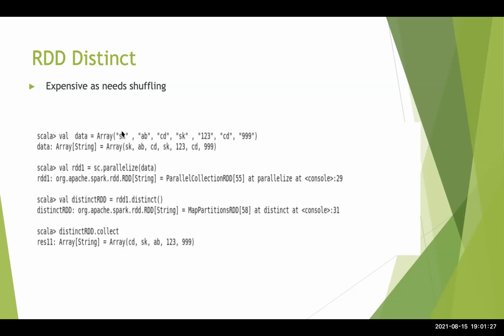So distinct is basically, if some people have worked on SQL, you all know what distinct is. Basically, it is deduplication at the end of the day. So I have this SK repeated twice, and CD repeated twice, and things like this. So I create an RDD out of it. Then over this RDD, I do a distinct. So now keep seeing this, RDD1.distinct ends up creating a new RDD. So I print the data from this new RDD, and you'll see the unique values are coming here. So that's RDD distinct.